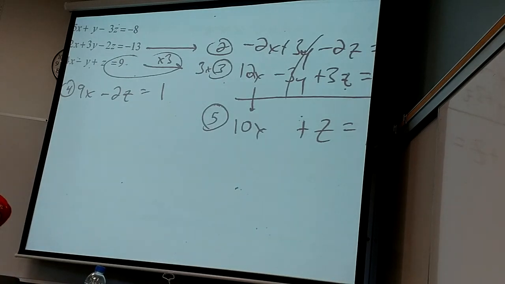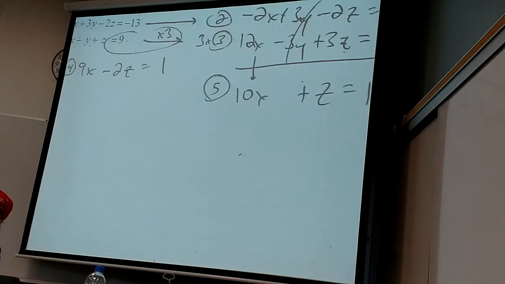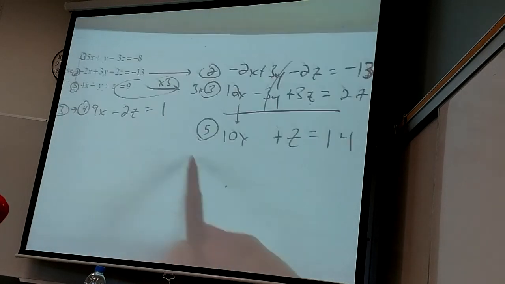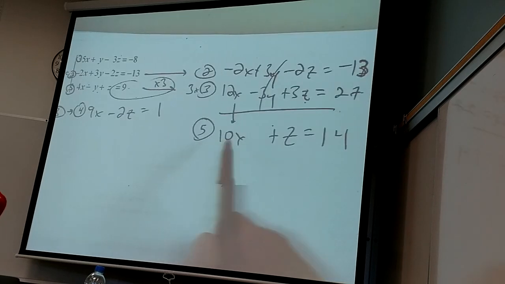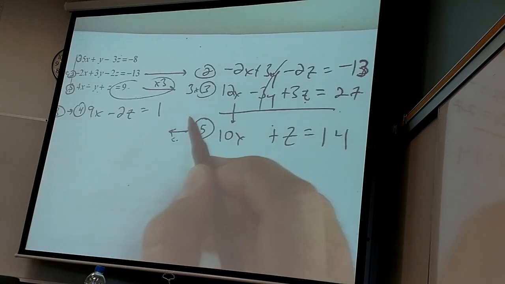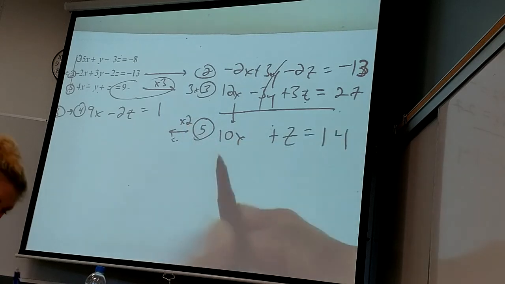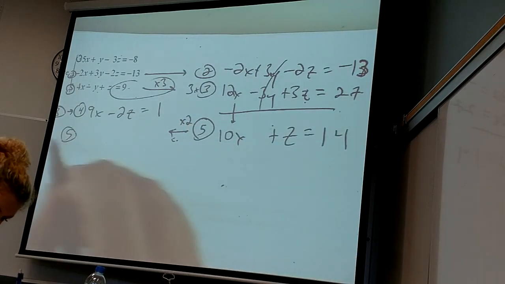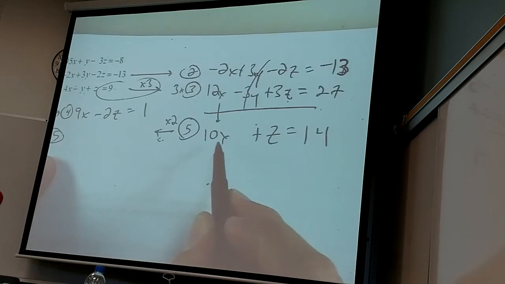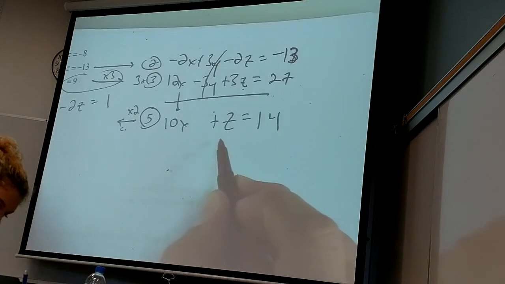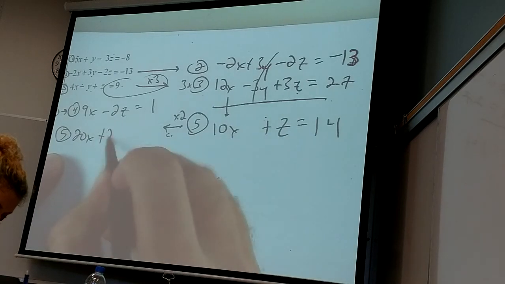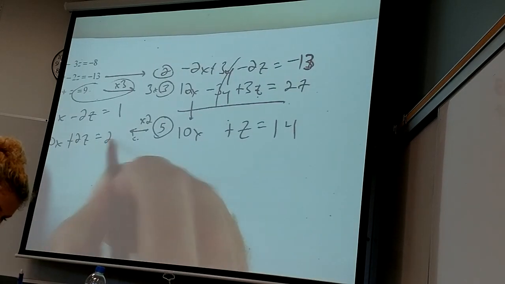Now I kind of start over again a little bit. What letter is going to be easiest to kill between those? Z, because I just have to multiply one of them by something, right? What do I multiply this by? Yeah, if I multiply this fifth equation by 2. Let's see if we can do this. So times 2. What does it become? 20x plus 2z equals 28.